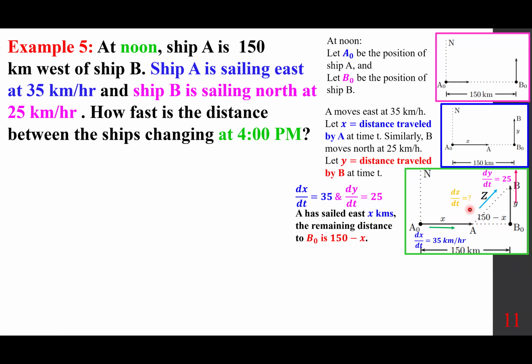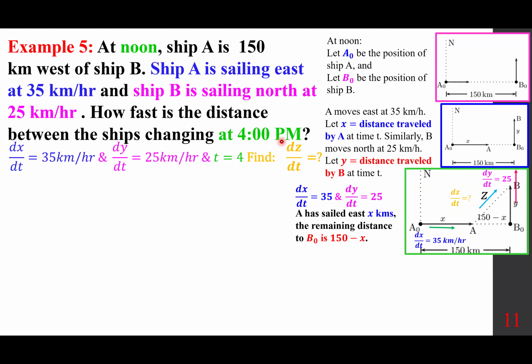So having said that, let's just write what we have. And of course, from noon to 4 p.m. is 4 hours. So here's what's happening. dx/dt is 35 kilometers per hour. dy/dt is 25 kilometers per hour. t equals 4, the difference of 4 p.m. and noon. This is how we arrive at it. What are we looking for?